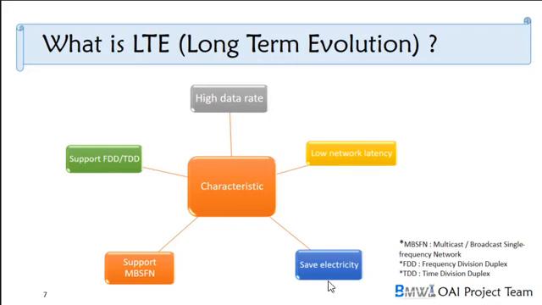And also we can save power. For downlink we use OFDMA, and for uplink we use SC-FDMA, and we can also support MBSFN. What is MBSFN? It means Multicast Broadcast Single Frequency Network. We also support frequency division duplex and time division duplex. In Taiwan, we support the FDD part.